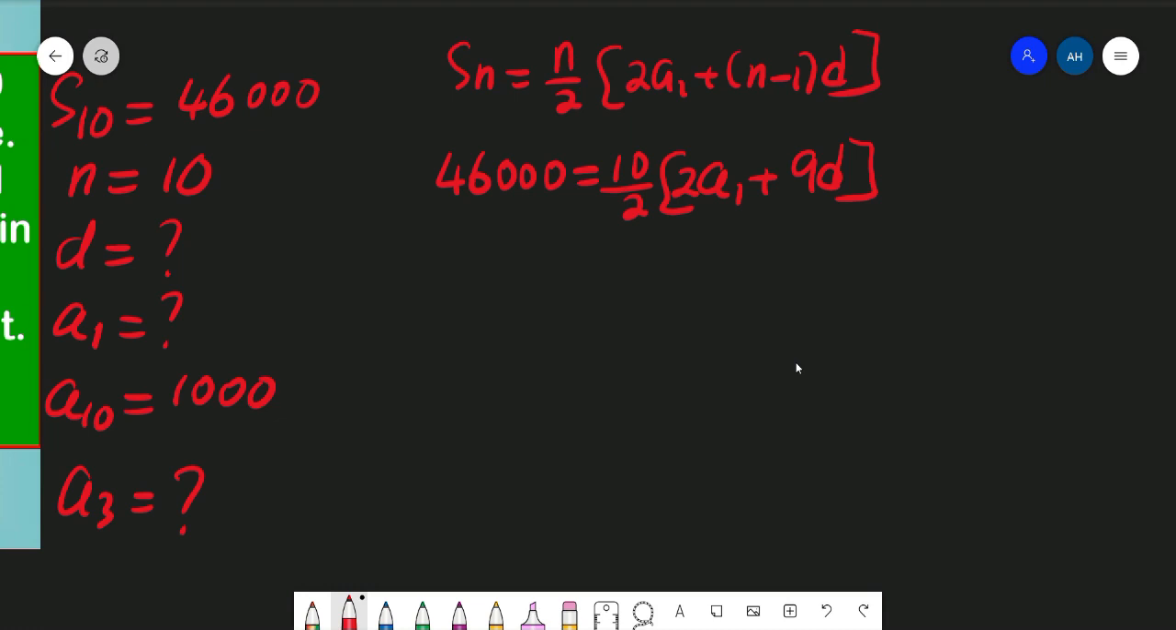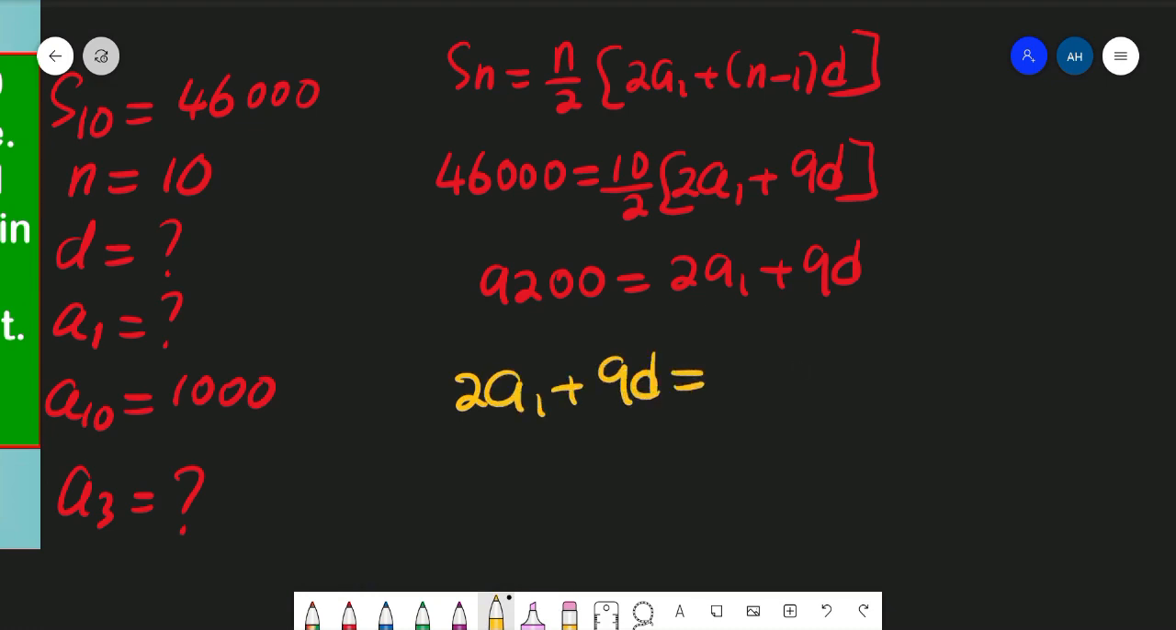Since 46,000 divided by 5 is 9,200, right? So let's write it down. 9,200 equal to 2a1 plus 9d, or usually we write like this, 2a1 plus 9d equal to 9,200. This is our equation number 1.